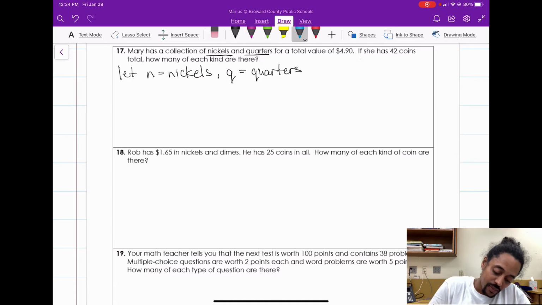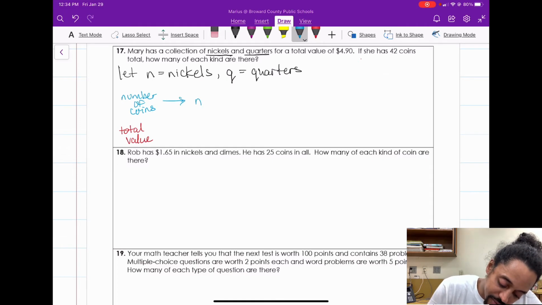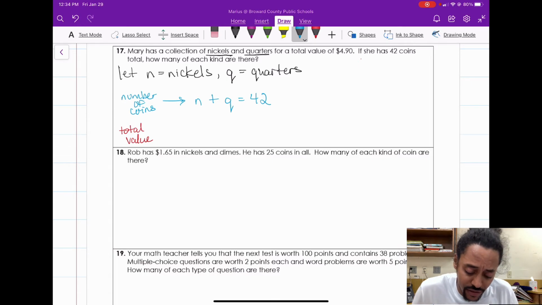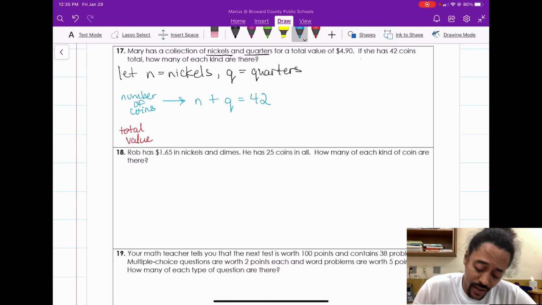So, number of coins, that's the first one. And then the second one is going to be total value. All right. So we know she has some nickels. We know she has some quarters, and altogether she has 42 coins, right? Now, how much is a nickel? How much is a quarter? They don't tell us how much it's worth. We should already know that.